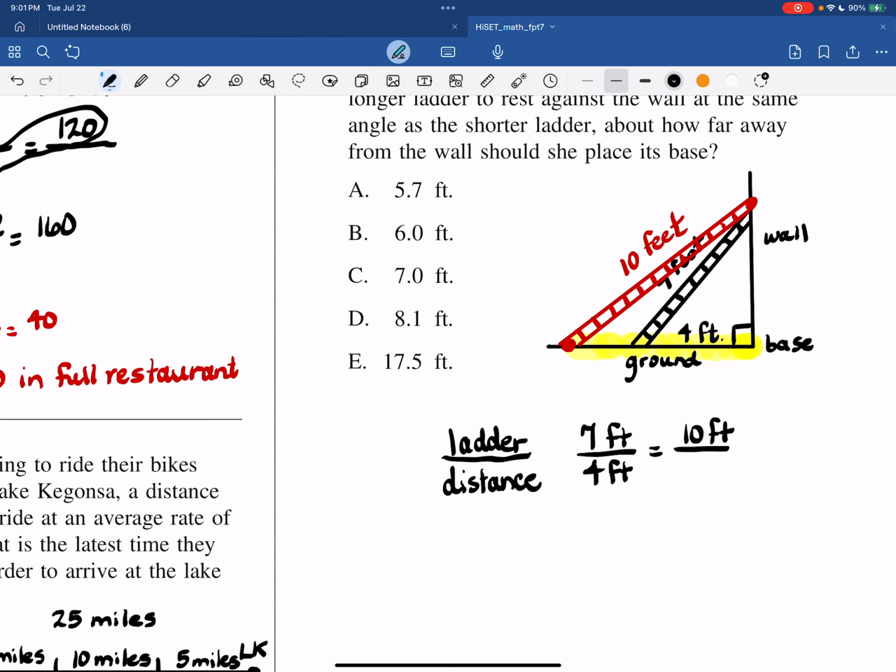And this is a proportion. So you would do 4 times 10, that's 40. And then 40 divided by 7 is going to be 5 and 5/7. So I'm liking answer A. 5.7 feet or 5 7/10 feet.